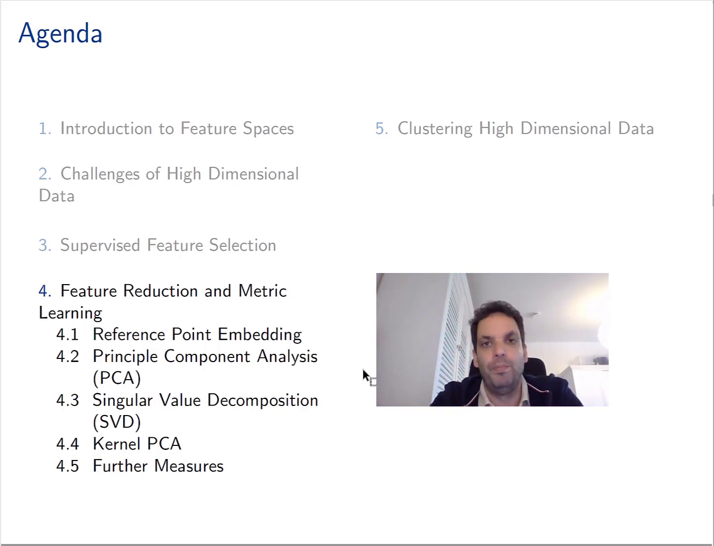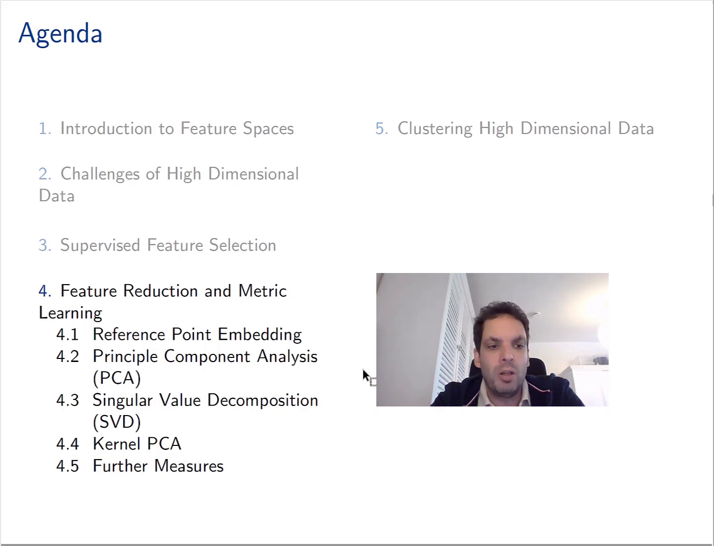That's basically the idea. And we'll have a look at very different things here. Reference point embedding, which we'll start right now. Principal component analysis, which you probably already know, but let's have a closer look also on that. Singular value decomposition is a kind of extension or generalization of PCA. We'll have a short look at kernel PCA, because principal component analysis and SVD can only capture linear correlations, and if you have non-linear correlations, you can, for example, apply kernel PCA. We'll see how that works a little bit.